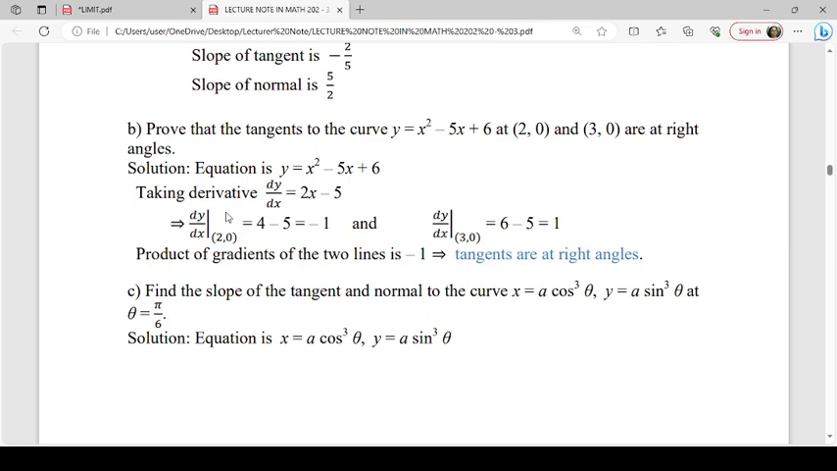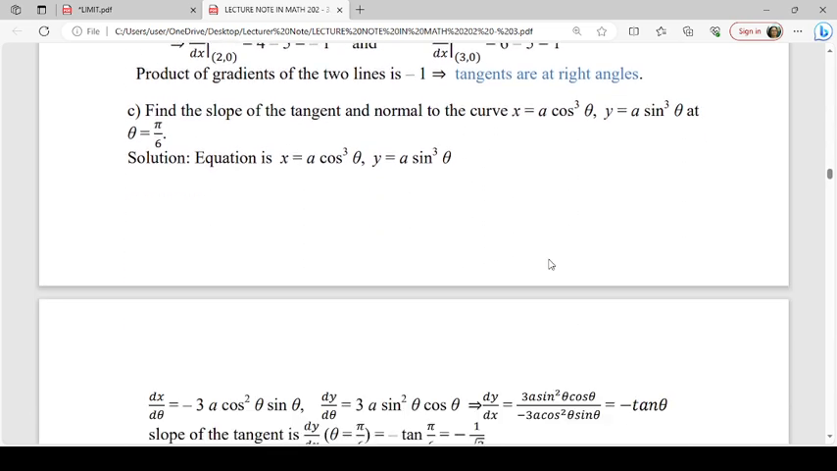So for the tangents, we find the gradient of the tangent at (2, 0), and the gradient of the tangent at (3, 0), and their product is -1. So the two gradients are perpendicular, and the angle between them is 90 degrees.